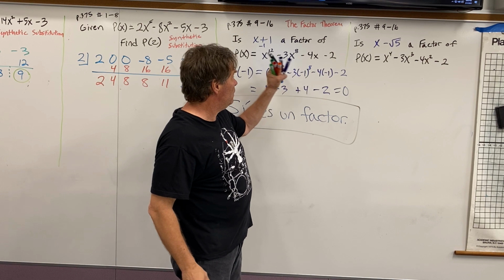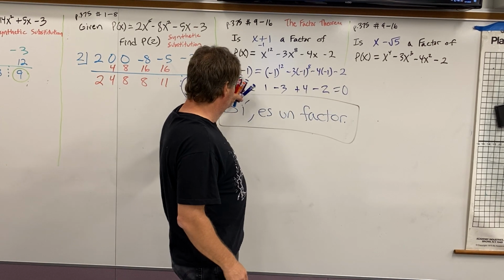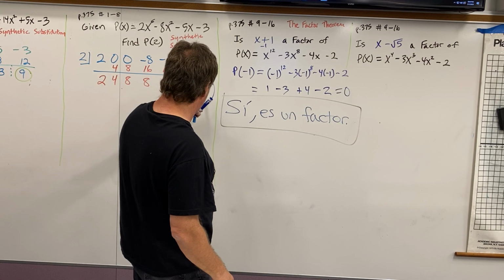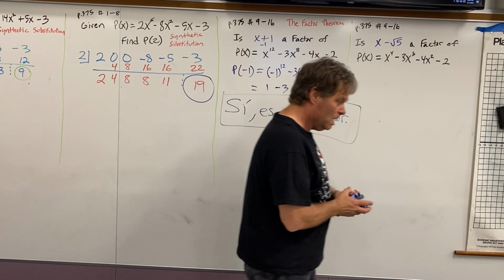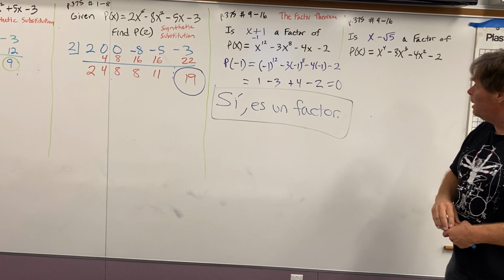If it's 0, that means that it goes evenly, no remainder. Because remember, what you get when you plug in this -1 and crank it out is the same thing you would get if you did synthetic division and ended up with a remainder of 0. So there you go. Now, this problem, exactly the same idea, okay?